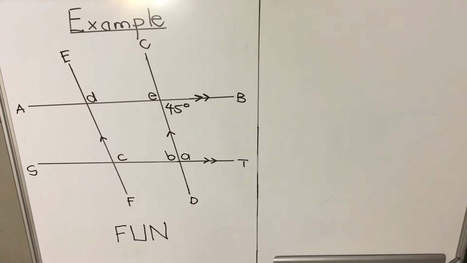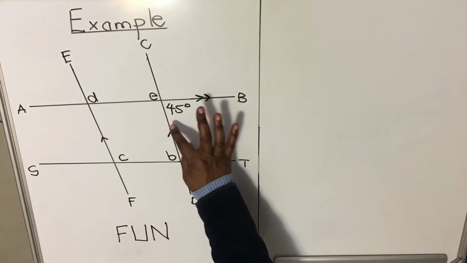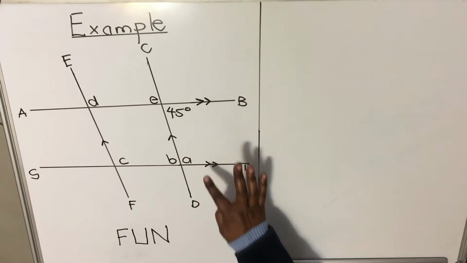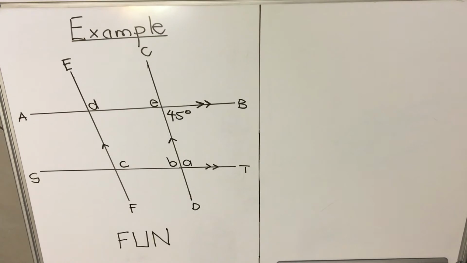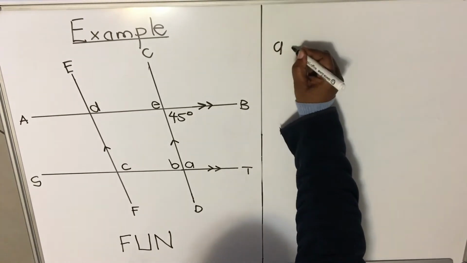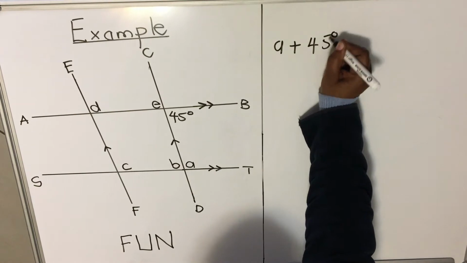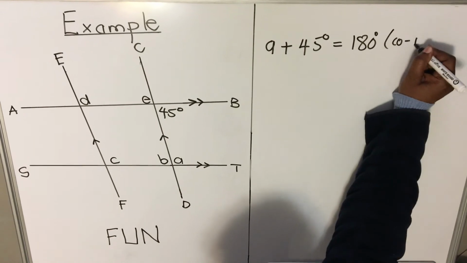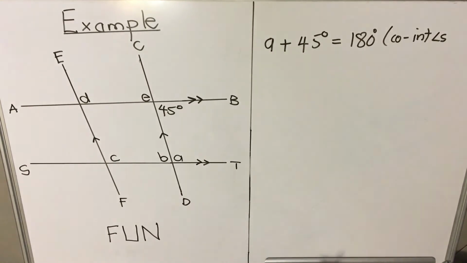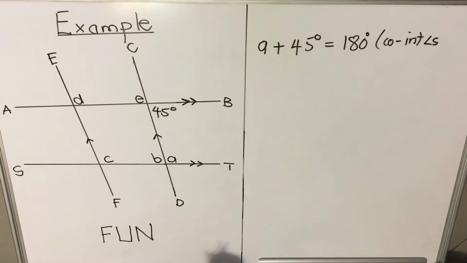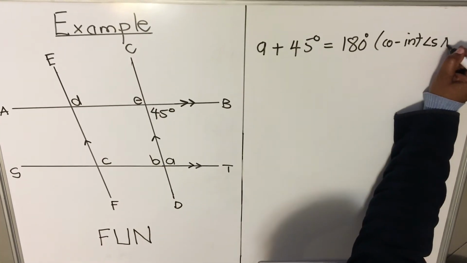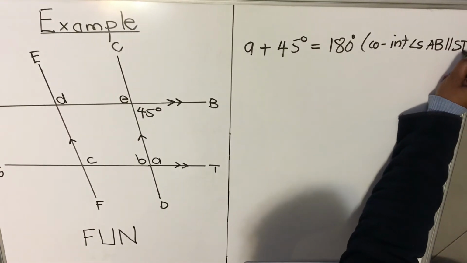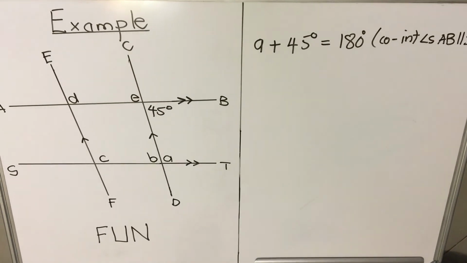You want to start where you have the value. Do you see they ask me A, B, C, D, E, but I only have that value 45. So when I look at that 45 and the A, I have co-interior angles. So I'm going to say A plus 45 degrees is equal to 180. And my reason is co-interior angles. You remember with parallel lines, you have to say which lines are parallel. AB parallel to ST. Do you see here? You have two sets of parallel lines. That's why it's important to say which one.